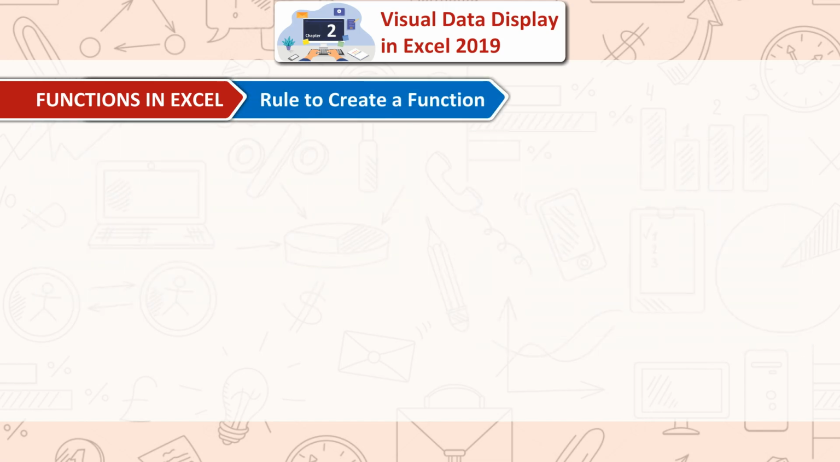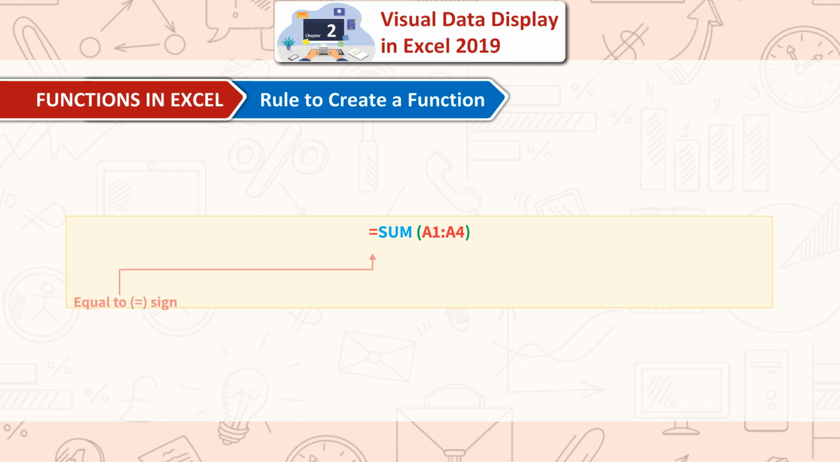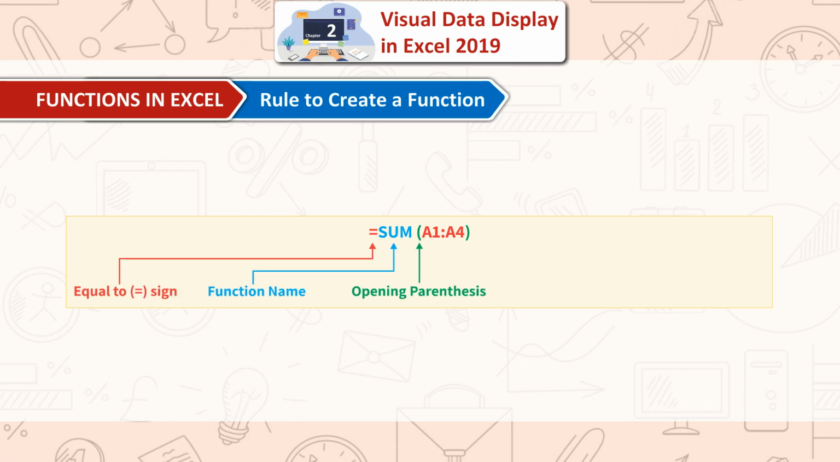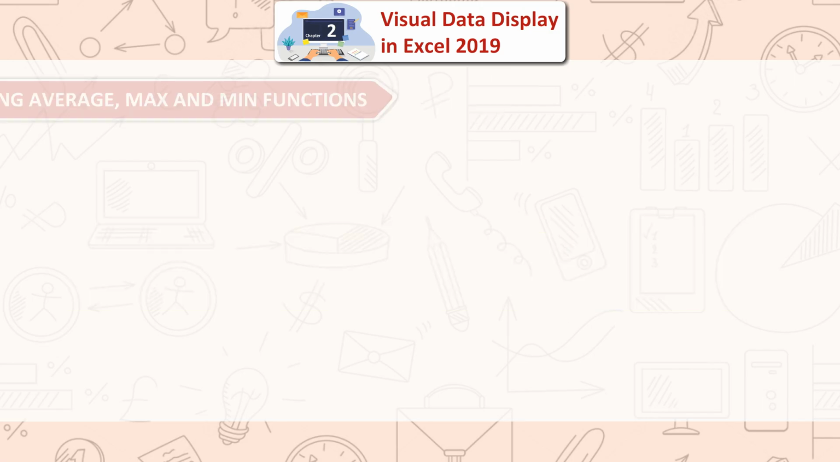Rule to create a function. =SUM(A1:A4), with parentheses around the argument. Equal to sign, function name, opening parentheses, arguments, closing parentheses.